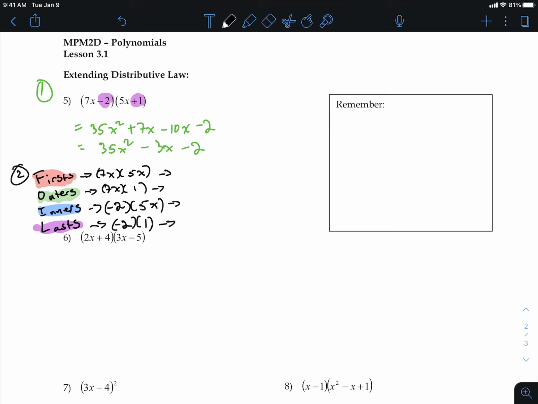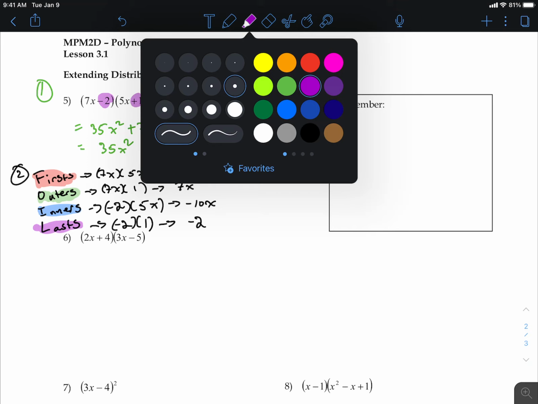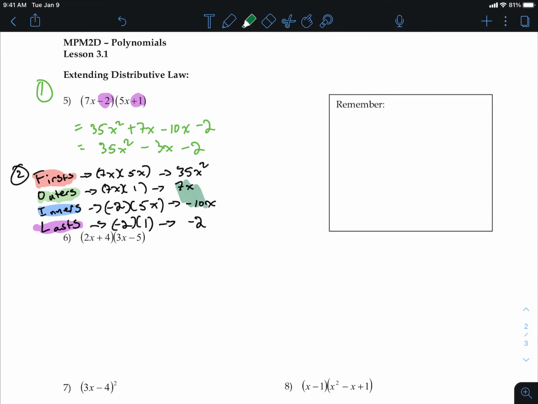So 7x times 5x is going to be 35x squared. Then you're going to get 7x. You're going to get negative 10x for this one. And then minus 2. And then you can collect the terms. I see two terms that are similar in the middle there. So this whole thing's going to turn into 35x squared minus 3x minus 2. Same answer. That's your second way. I'll show you one more.